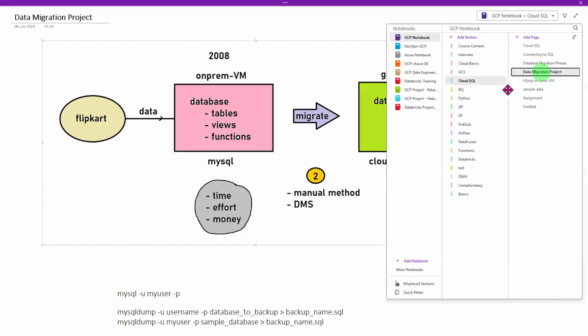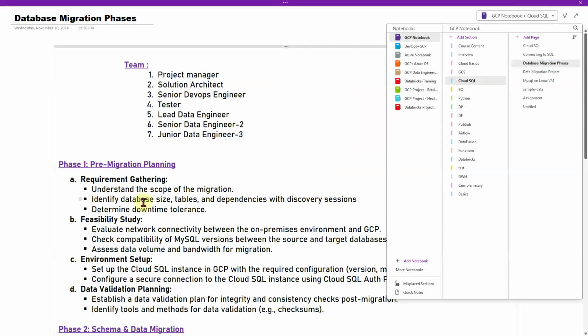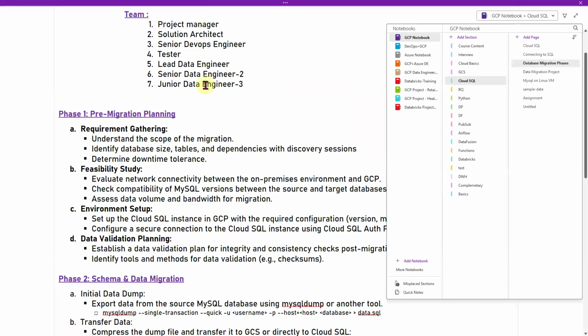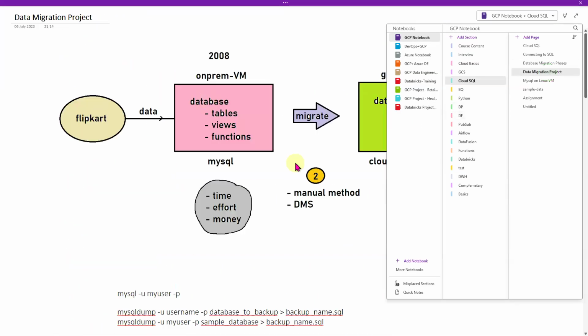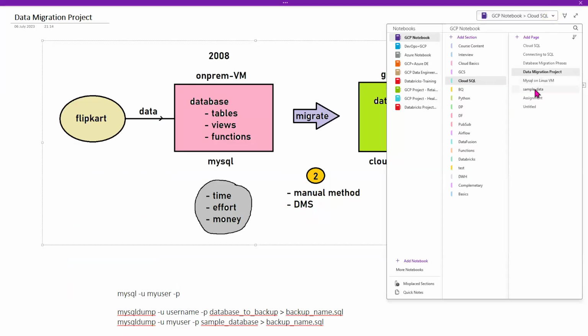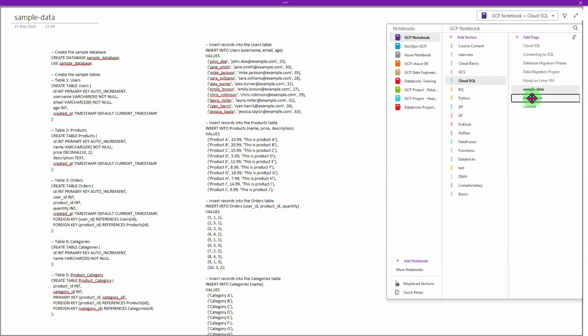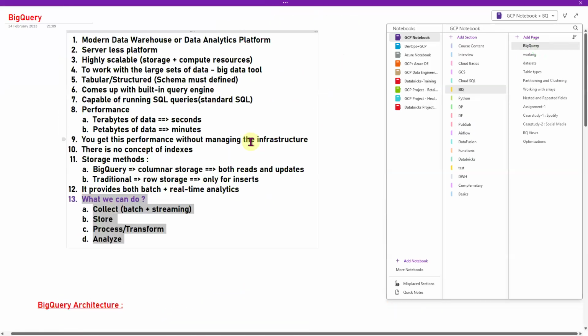Database migration project. We are actually covering a database migration project in Cloud SQL, from on-premises MySQL to Cloud SQL MySQL. In this one, we are going to see the phases: the team, how many people are working behind the scenes, phase 1, phase 2, phase 3, how many phases there will be, and the actual migration process. We are going to do it manually as well as automatically with the DMS method. I'll tell you both methods here, the manual method and DMS. Sample data for your practice, assignments also you have here. Then the next very important thing, that is BigQuery. What is BigQuery?